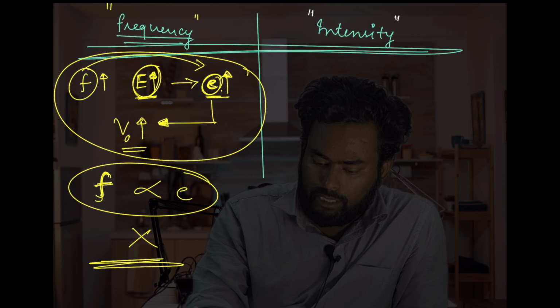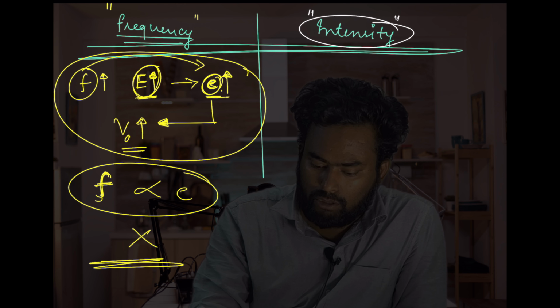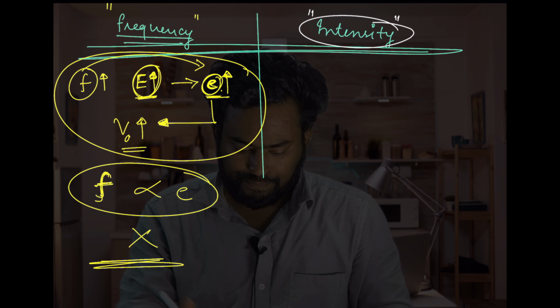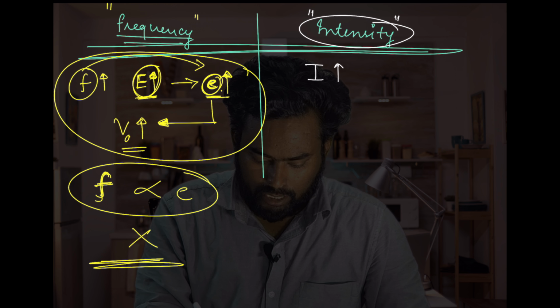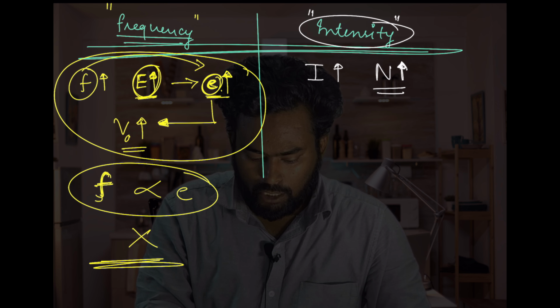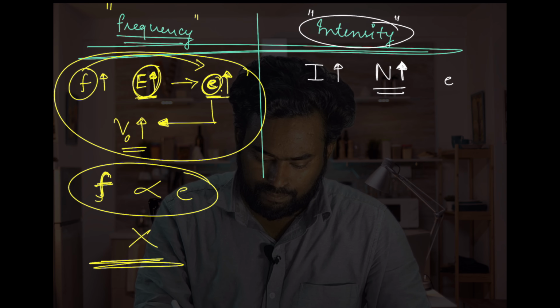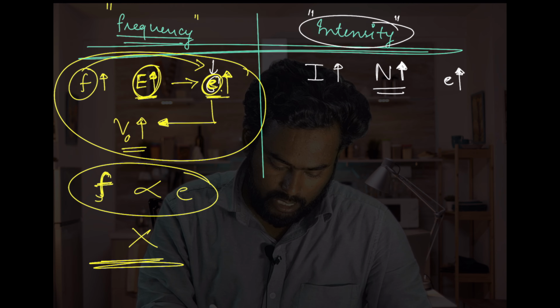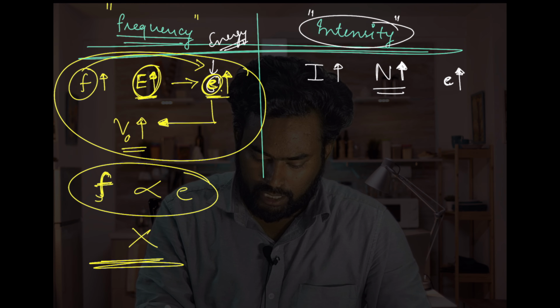Similarly, if you are talking about intensity, if you increase the intensity, you will increase the number of photons. The number of photons that are falling will increase. If more photons are falling, the electrons will also be more. Here it was energy of photoelectrons, but here the number of photoelectrons will increase.